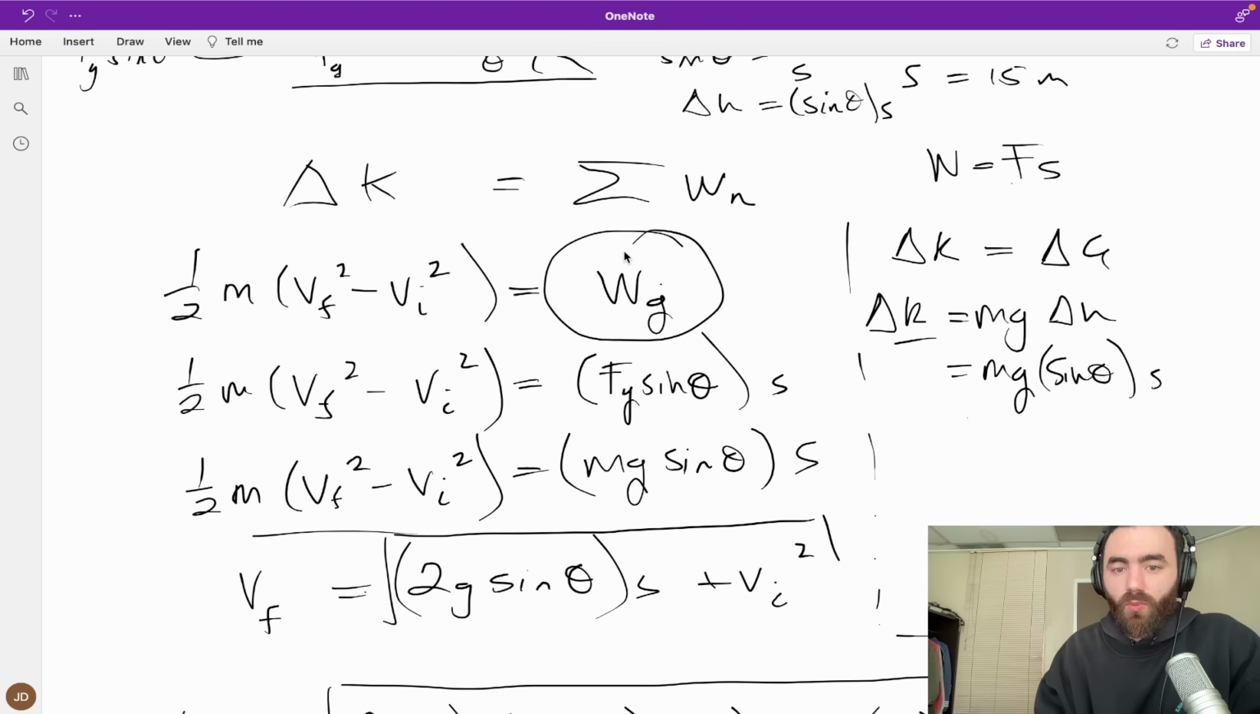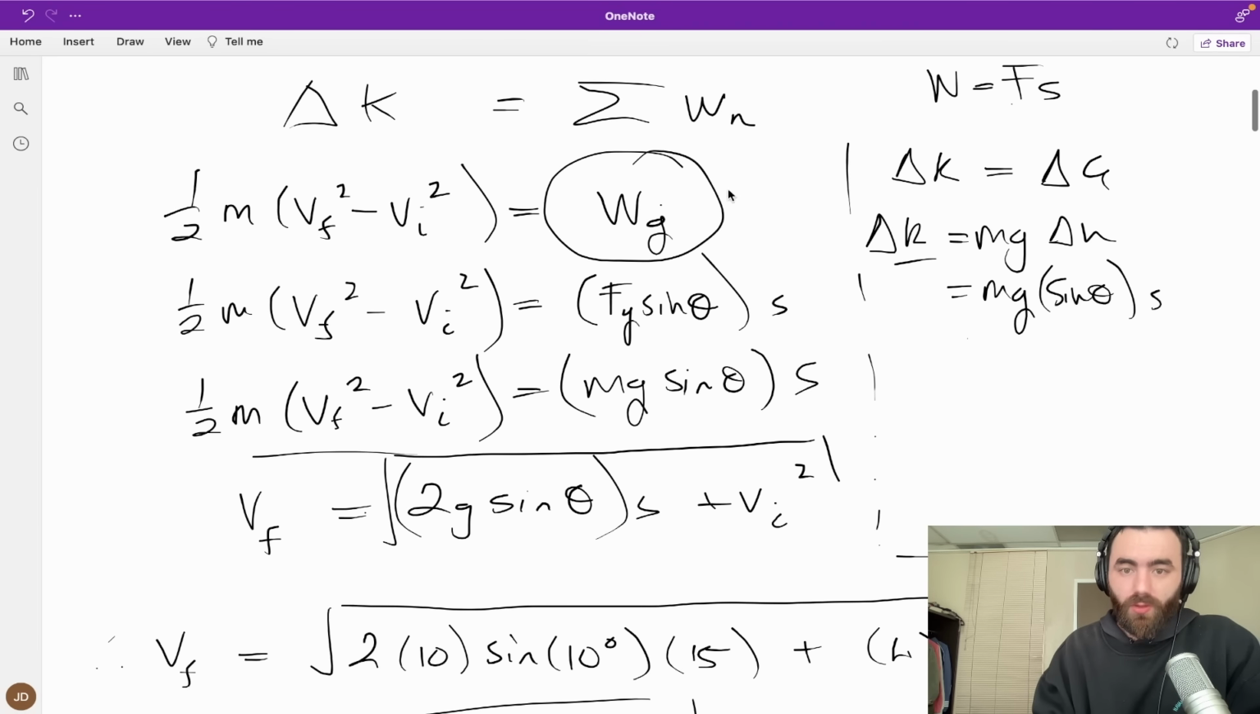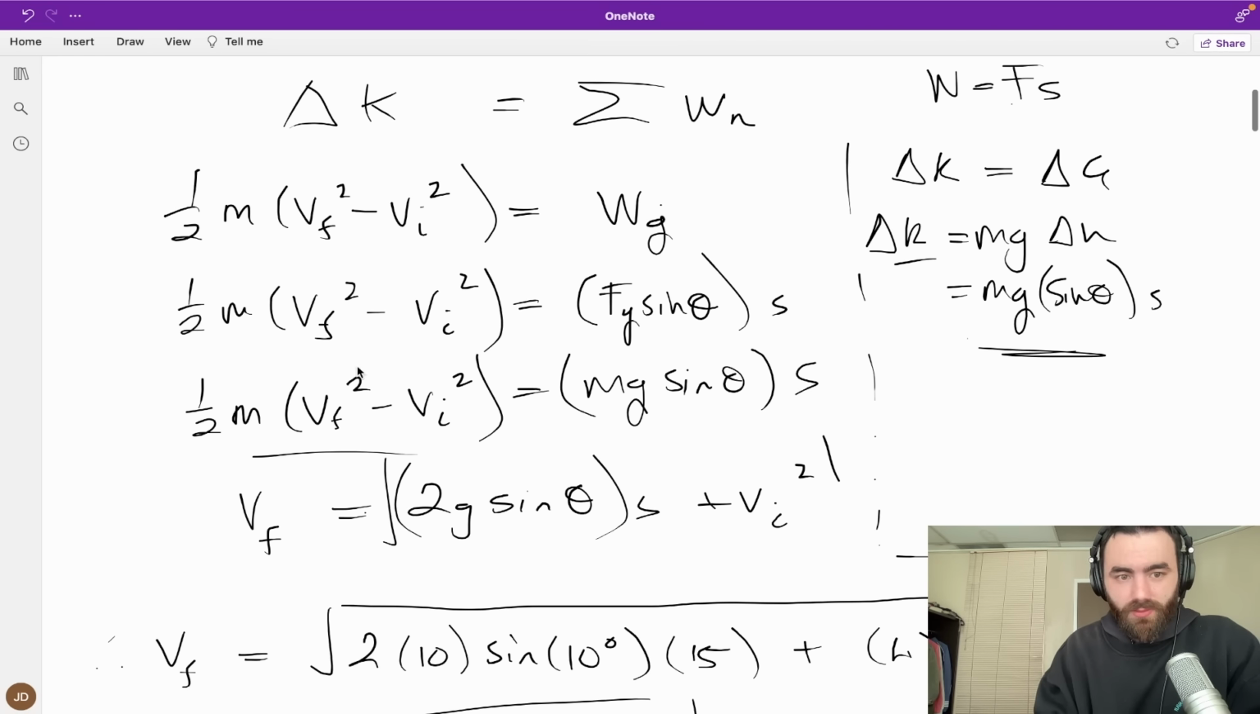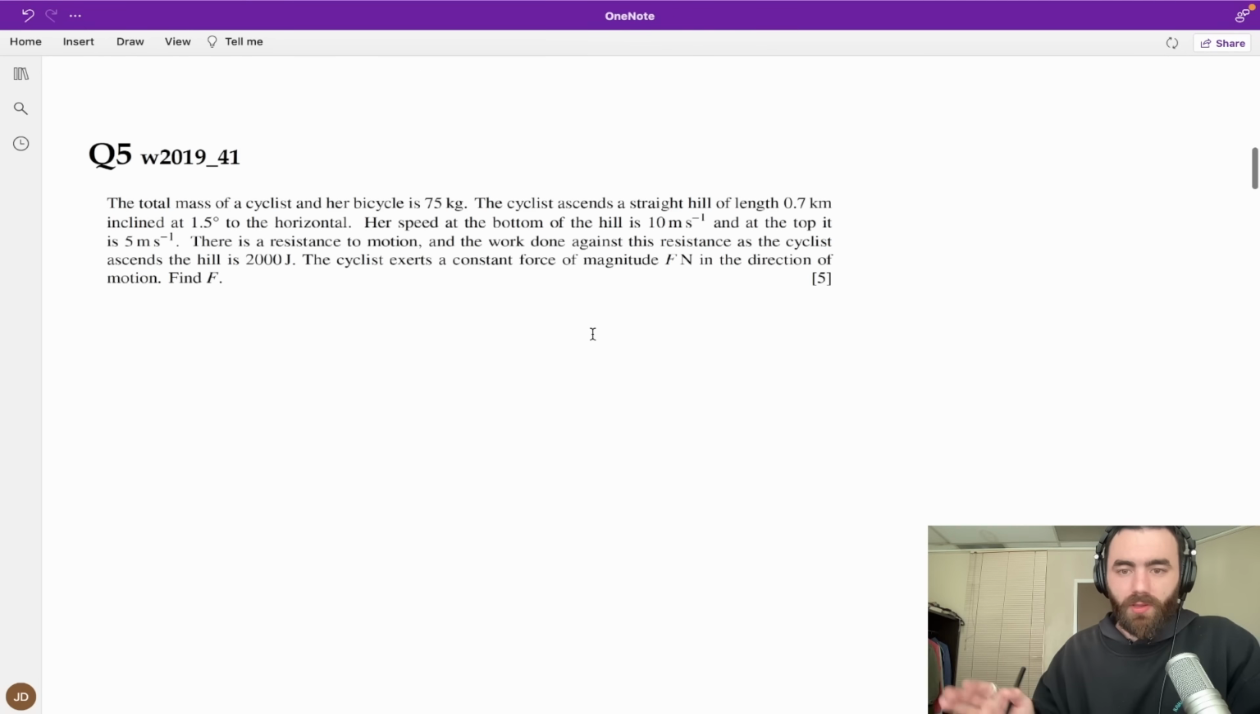So basically what I'm saying is the work done by the force of gravity is the change in gravitational potential energy. That's an interesting concept, and a concept maybe you should understand. Or you can just use the equation. That's kind of the understanding of where this equation comes from.